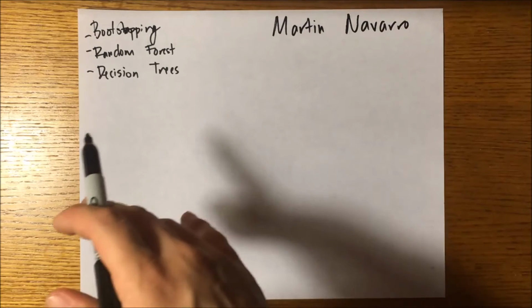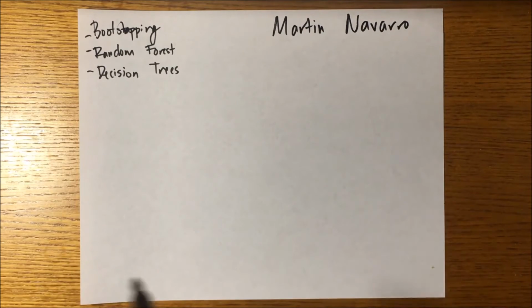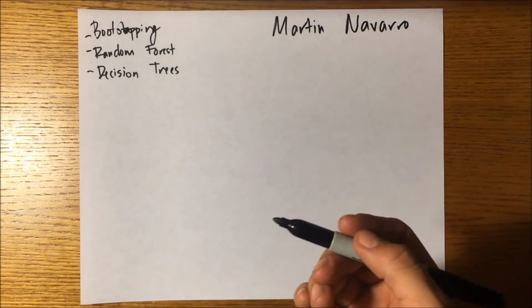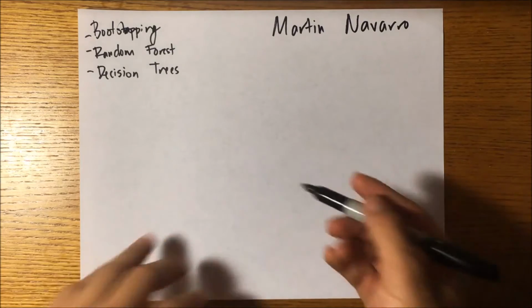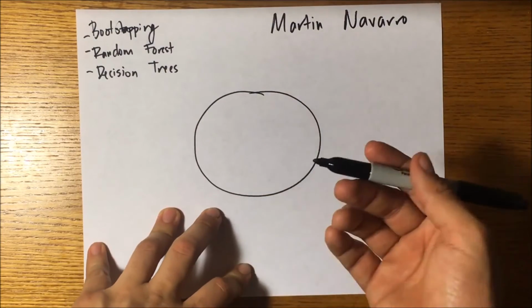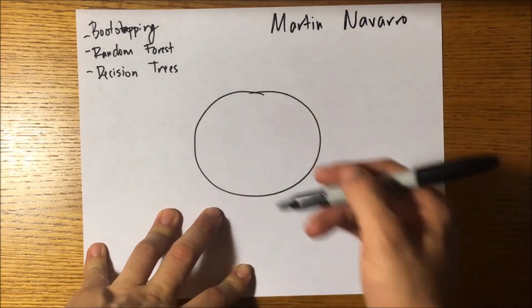So we're going to start off with bootstrapping, which is a method of how you get the data for a decision tree from a big data set. Basically, bootstrapping is when you get data from a big data set. So this is our big data set, and you get the data with replacement. So we're going to make this a random data set.